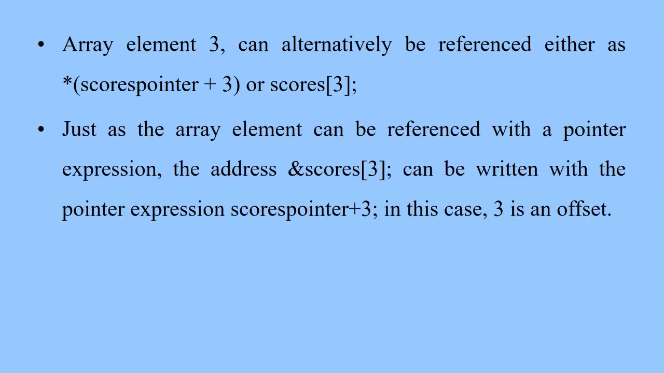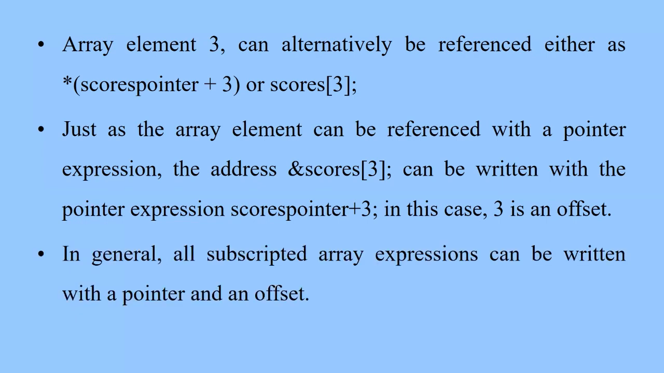Just as the array element can be referenced with a pointer expression, the address &scores[3] can be written with a pointer expression scoresPointer + 3. In this case, 3 is an offset. So that means you can refer to the element whose subscript is 1 by saying scoresPointer + 1, the second one scoresPointer + 2, the third one scoresPointer + 3. In general, all subscripted array expressions can be written with a pointer and an offset.